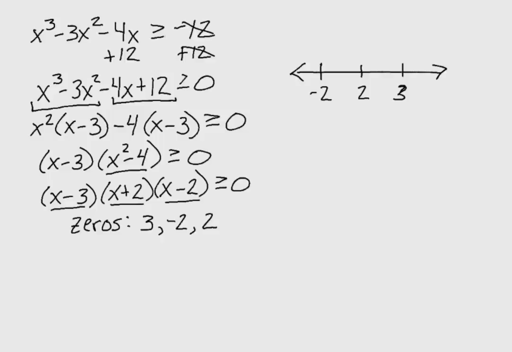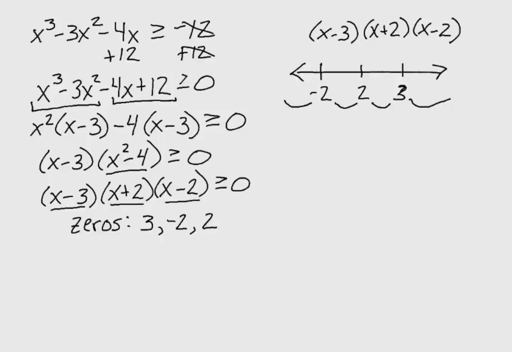Thus I have four testing areas: values less than negative 2, values between negative 2 and positive 2, values between positive 2 and positive 3, and values larger than positive 3. I plug into x minus 3 times x plus 2 times x minus 2.